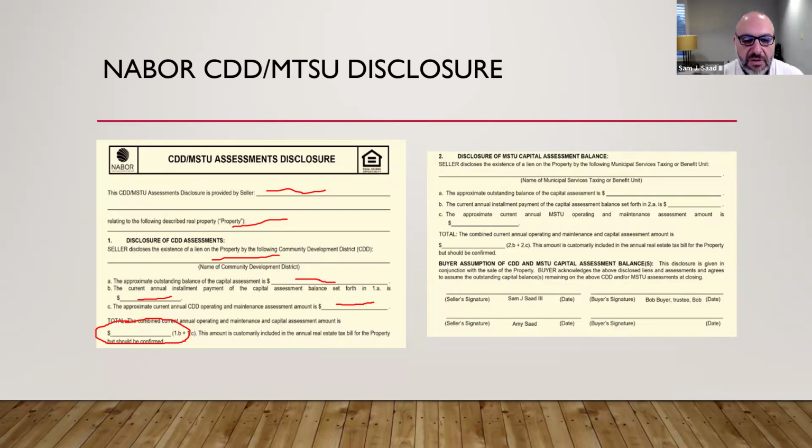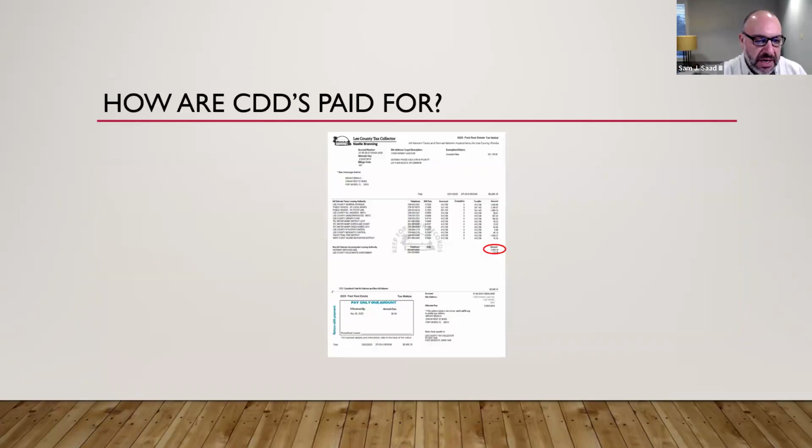The other thing is the municipal services taxing or benefit unit. This is also disclosed as a part of the NABOR contract process. It does not have the same management that the CDDs have. You have to call the county to get this information. But the one thing is, where can you get this total number right here that's going to be filled on this blank or on this blank over here? I'll show you where to do that. It's on the tax bill. And this is the number that matters. I'm going to zoom in so you can see.